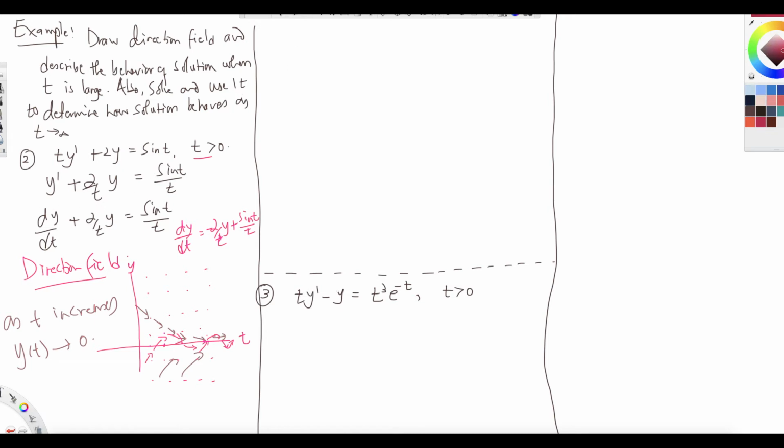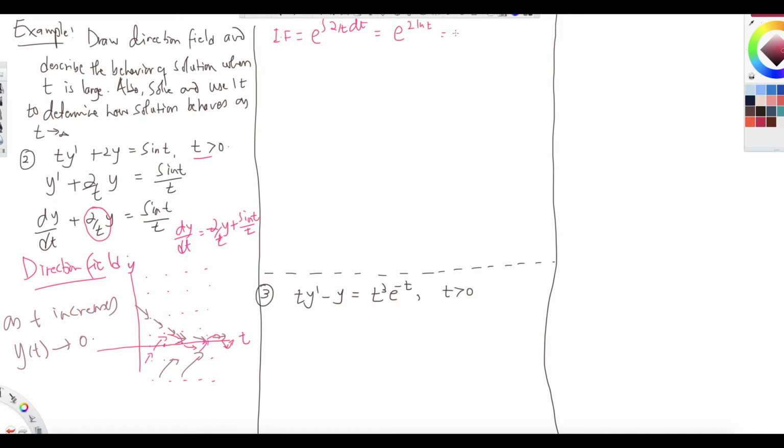Okay, so we need to find the integrating factor, then multiply both sides, then integrate and find out from there what happens to the solution. Here the integrating factor is obtained by e to the integral of p. What is p? p is 2 over t, right? So 2 over t dt. What happens to this? It is e to the 2 times natural log of t, right?